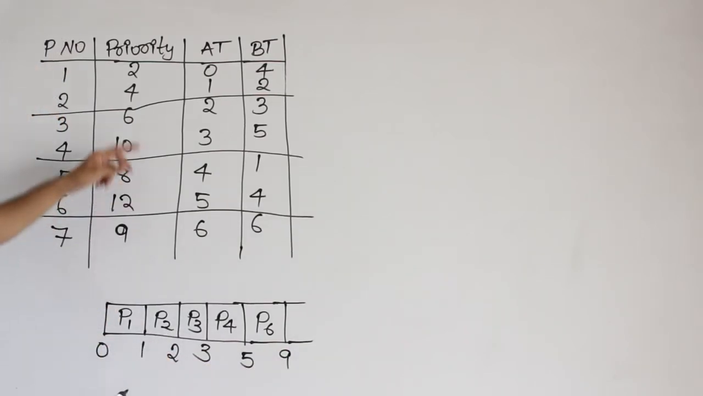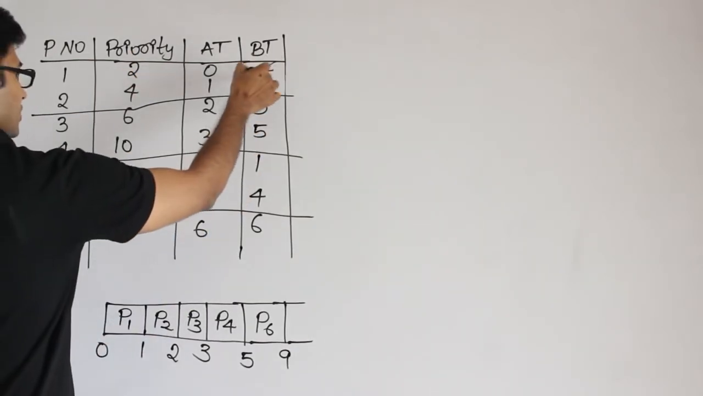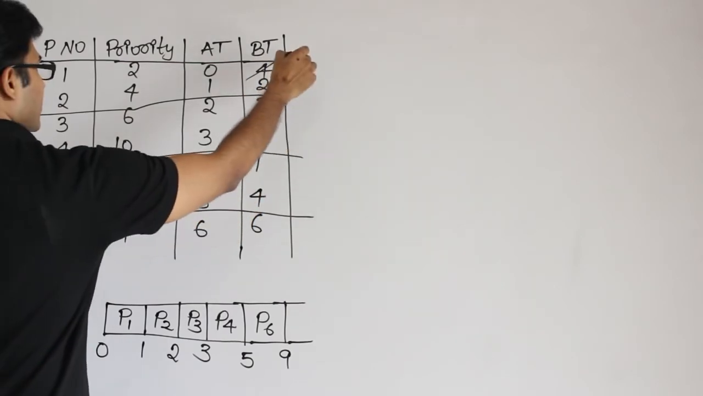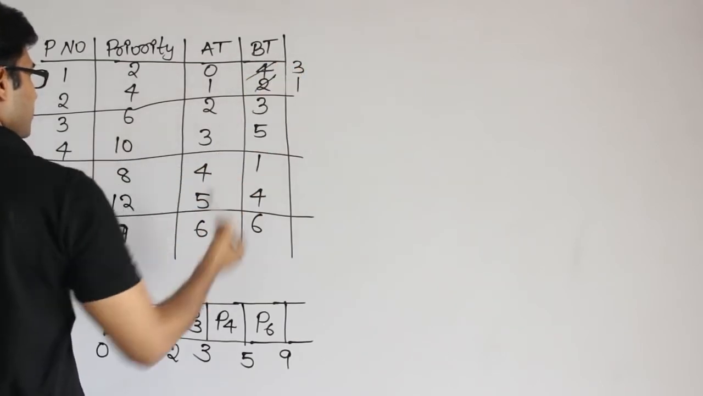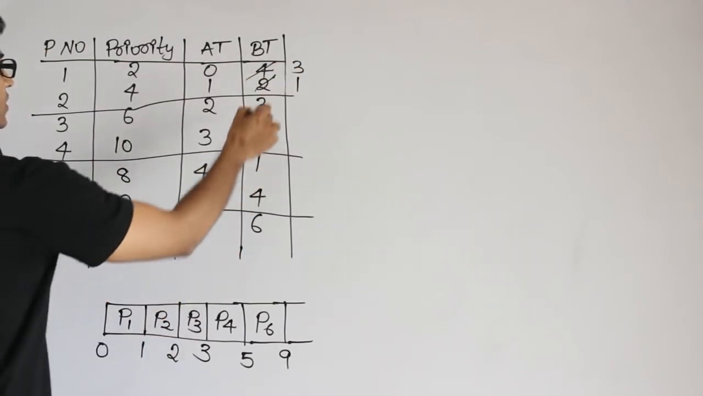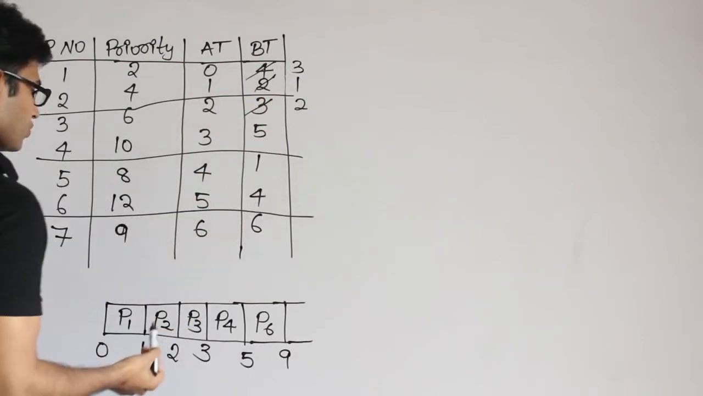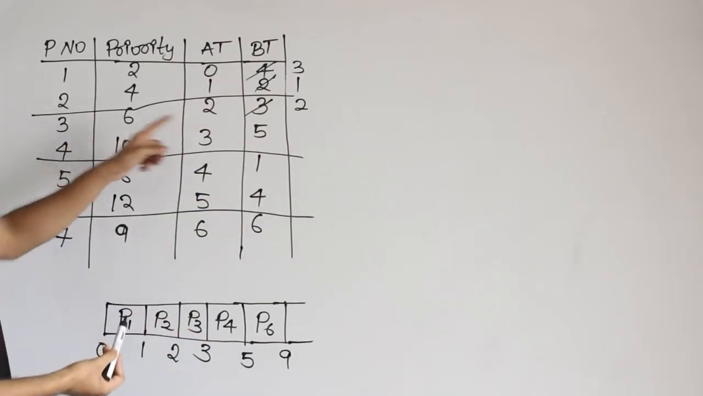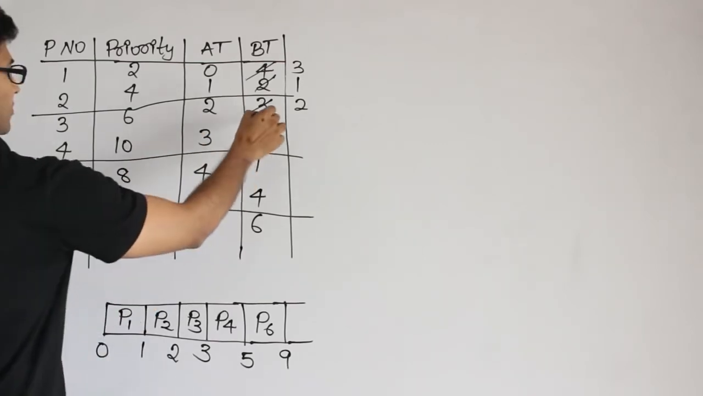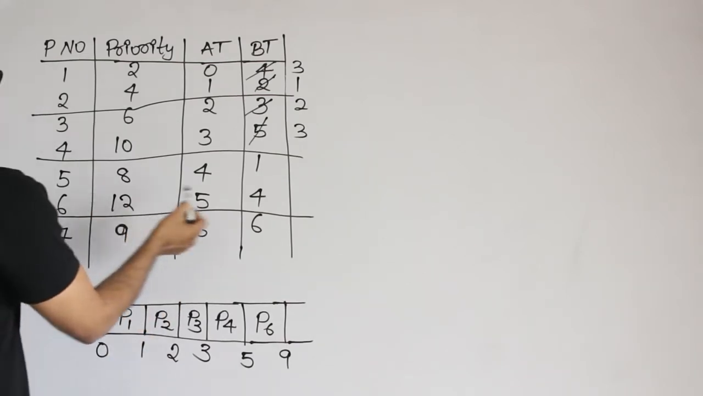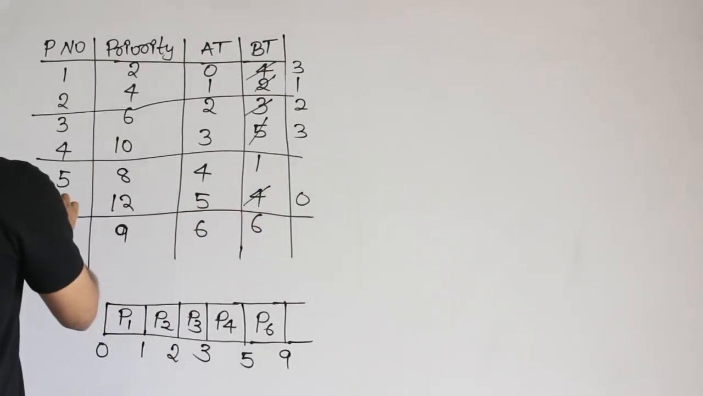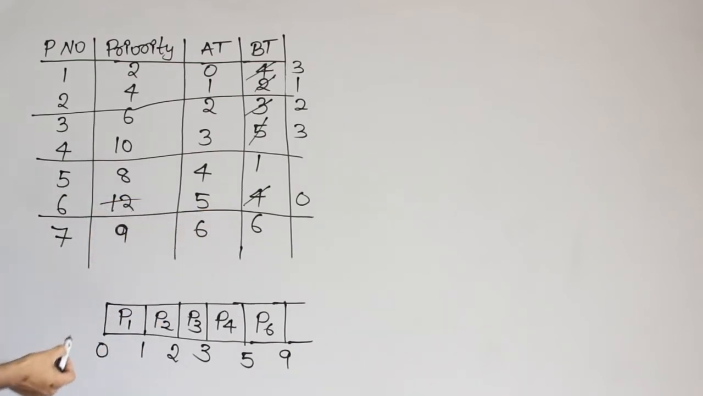And one more thing, whenever you are running a process and then preempting it, just keep track of its remaining burst time. Here P1's burst time is 4 initially, but it has run for 1 unit, therefore the remaining burst time is 3. P2's burst time is 2 initially, it has run for 1 unit, therefore its remaining burst time is 1. P3 is 3, it has run for 1 unit, therefore the remaining burst time is 2. P4's burst time is 5, but it has run for 2 units, therefore the remaining burst time is 3. P5 has not been scheduled yet, but P6 has run to completion, so P6 is over completely. Fine.